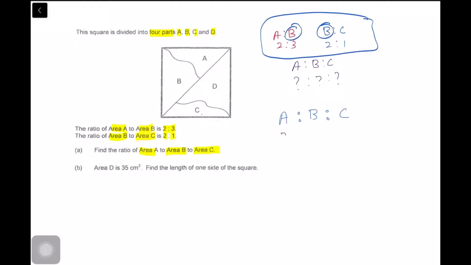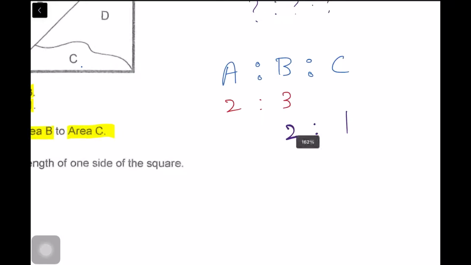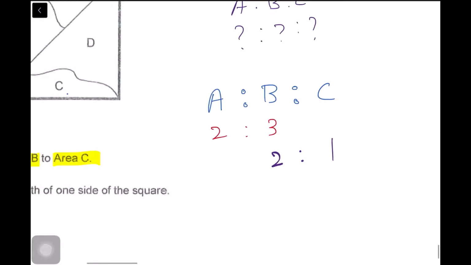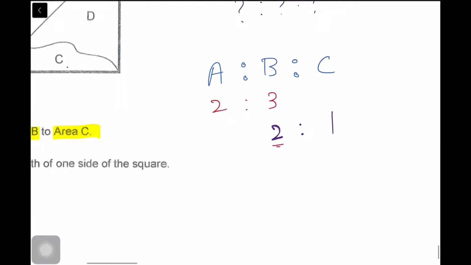For the first ratio we have 2:3 for A to B, and for B to C we have 2:1. Since B is common in both ratios, we need to express the value of B as one single unit and not two different values. The lowest common multiple of B's values is 6: if we multiply the 3 by 2, we get 6, and if we multiply this 2 by 3, we also get 6.